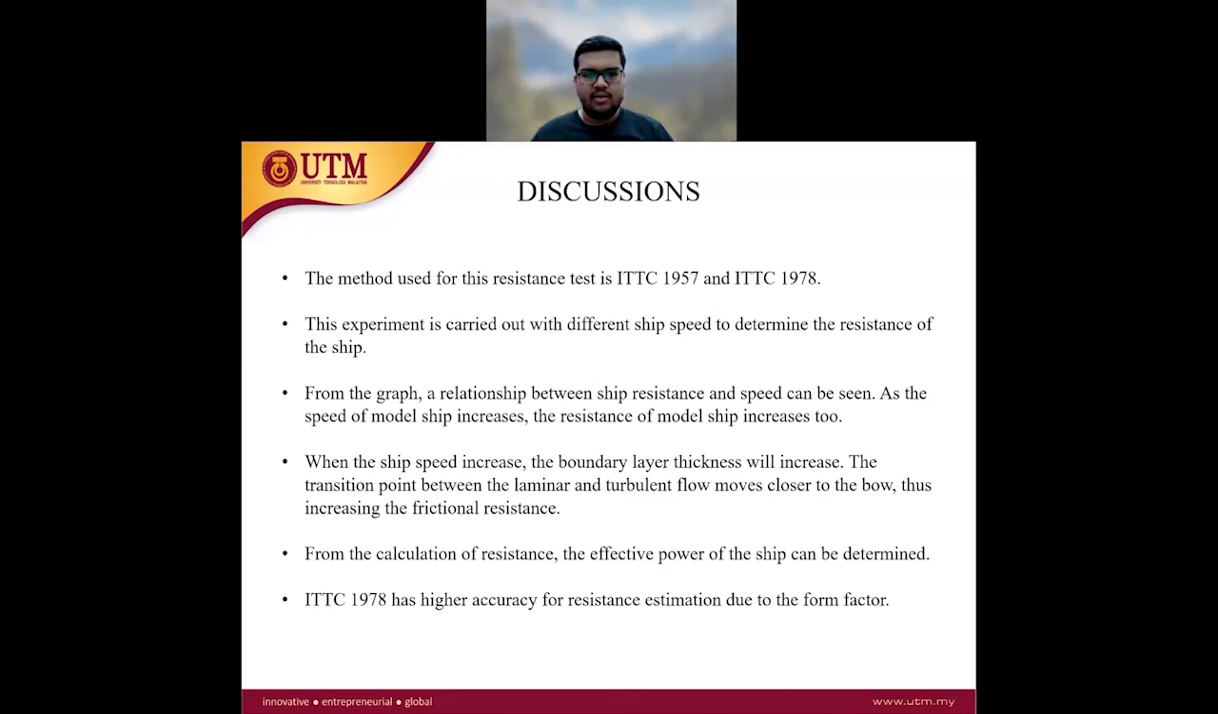This is because when the ship speed increases, the boundary layer thickness will increase. The transition point between the laminar and turbulent flow moves closer to the bow of the ship, thus resulting in the increase of the frictional resistance. From the calculation of the resistance, we can also calculate the effective power of the ship.